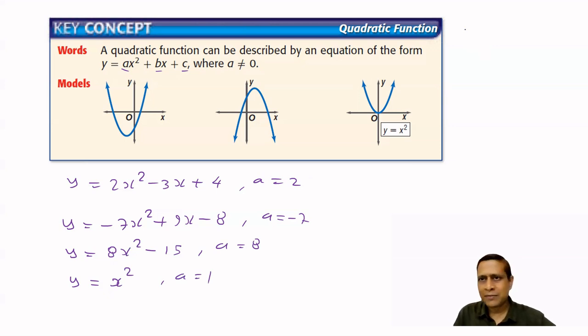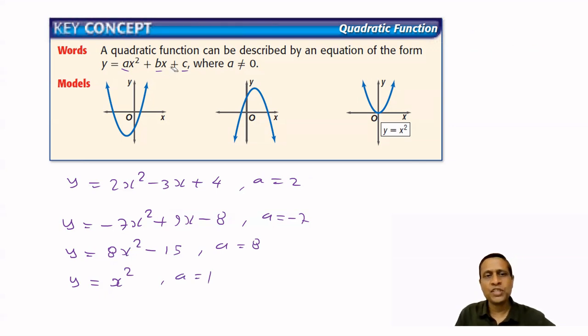Keep one thing in mind. Whenever we are writing 1x², it is same as x². Correct? So when they write x², it is same as 1x². So a is 1. What are b and c?